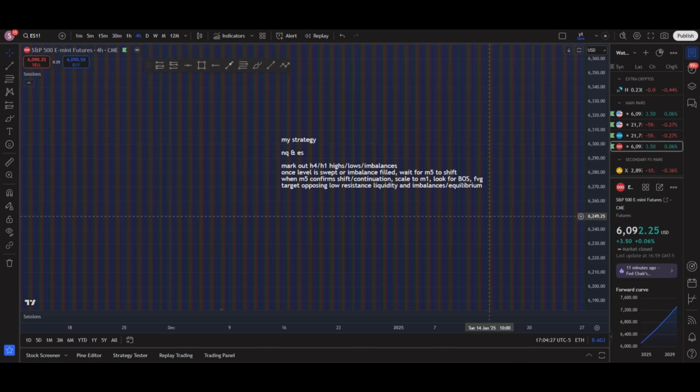So it's a pretty simplified strategy. We're just looking for a sweep of a high or a low or a fill of an imbalance. We scale down to the 5-minute. We look for a shift in the order flow from bearish to bullish or bullish to bearish, whichever type of trade you're looking for. Once the shift is confirmed, say, for example, we inverse a fair value gap on the 5-minute, break structure, or retest a 5-minute fair value gap, we have a shift and continuation confluence. We scale to the 1-minute, look for a break of structure, a fair value gap, and a close, and then we just target opposing liquidity. That's the recap, and that's the basics of the strategy. So we're going to go over 3 examples, so let's get into that now.